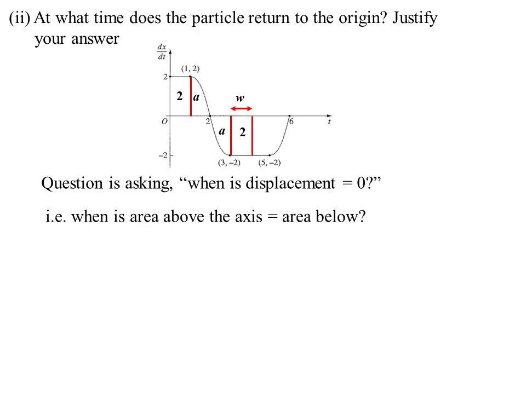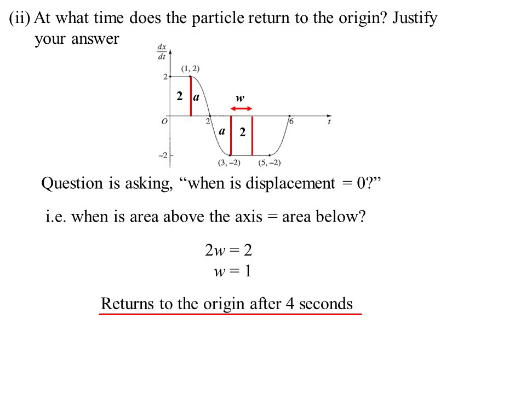Okay. Well, the width of this rectangle here will be W. Well, 2W will equal 2. The width is 1. No surprise there because of the symmetry. Well, the width of this rectangle is 1. So it makes sense that the width of that rectangle is going to be 1 as well. All right, 4 seconds. So after 4 seconds, we're back there.